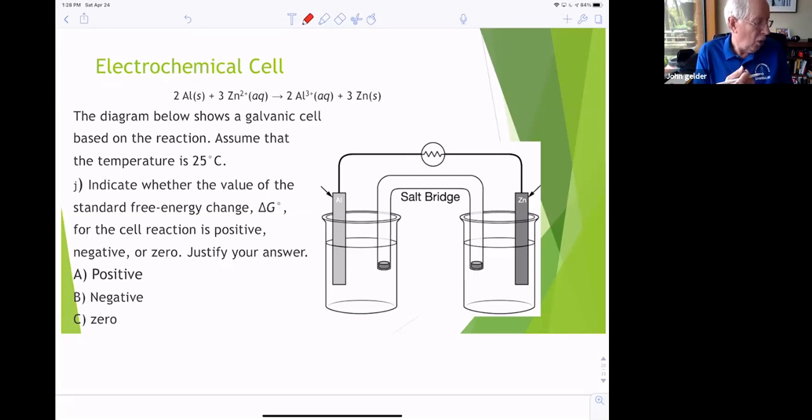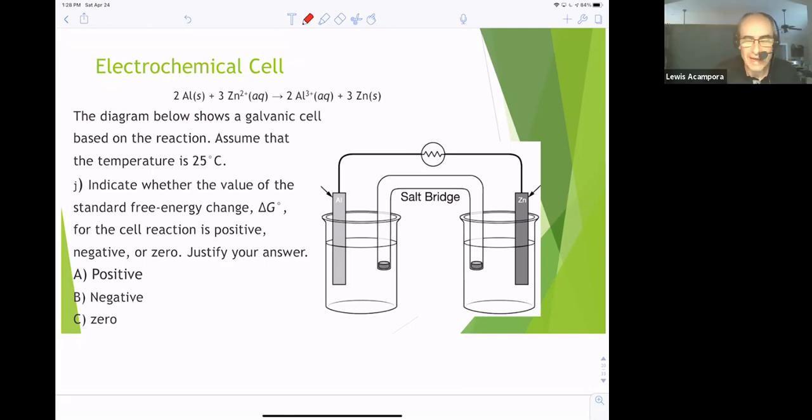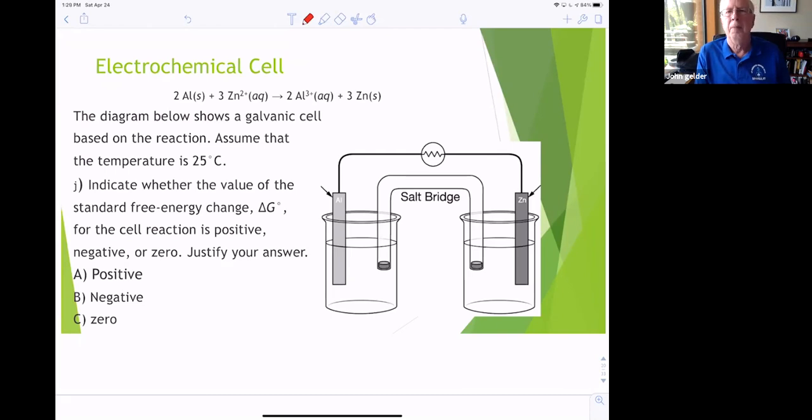So all I'd like to know is, is the delta G for this cell reaction going to be positive, negative, or zero? And John, we're just coming up to 2:30 now, so this might be our last question for our students. I can do that. That's okay.